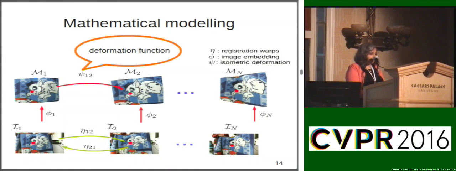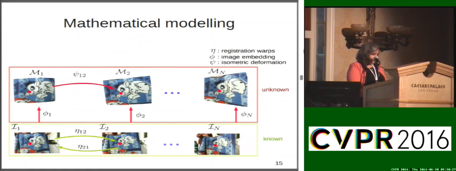We do not know the surface is undergoing isometric deformation. We have these following sets of knowns and unknowns. We know everything between the images, but not in the surfaces, and our goal is to find that.